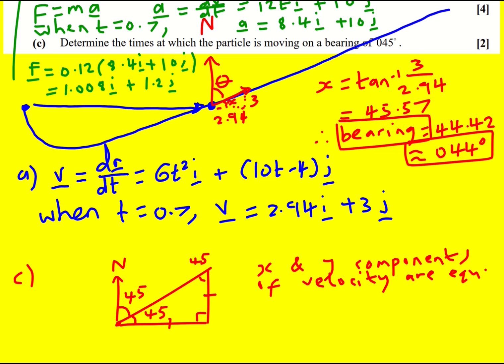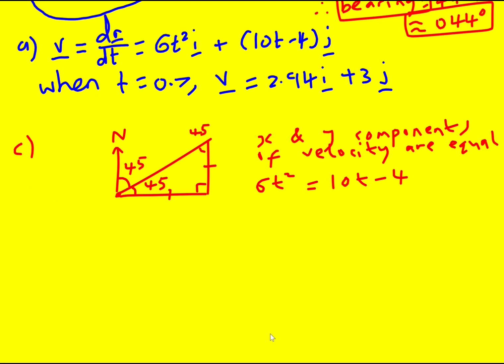Okay. Now remember we found these before in terms of time. So here it is. 6t squared must equal 10t minus 4. I can rearrange this and divide by 2. So I'm going to get 3t squared minus 5t plus 2 equals 0. Let's see if it factorizes. To be fair, probably a bit safer and quicker to just use the quadratic formula plus on your calculator. I'll show you that in a second.